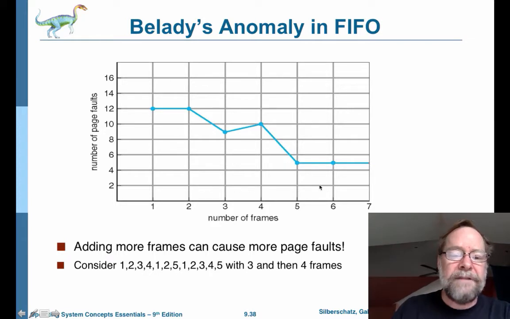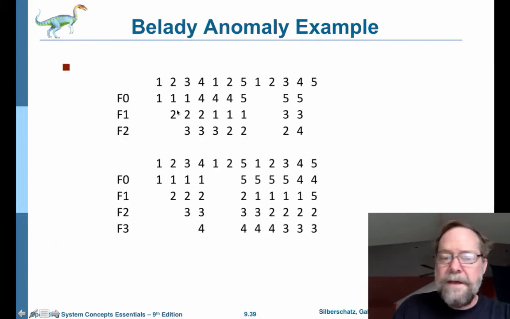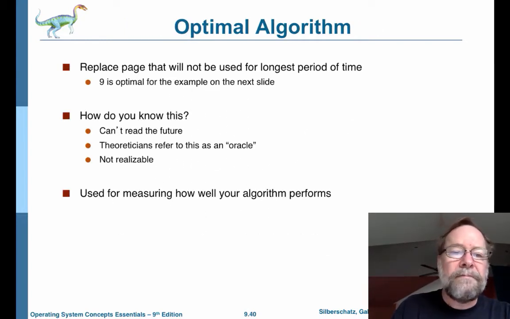It's for this reference string with different numbers of frames and counts the overall number of page faults. You can see right here when we went from 3 frames to 4, the overall number of faults went from 9 to 10. In general, though, of course, this is anomalous behavior. Usually as you increase the number of frames, you're going to be decreasing the number of page faults.